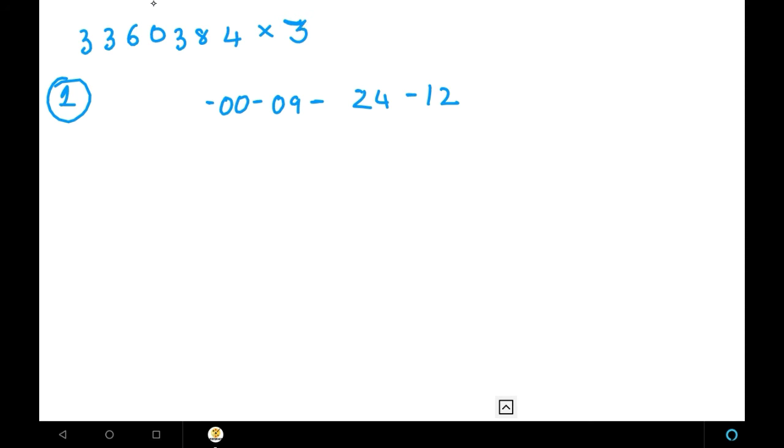Next number. After 0, we have 6. So 6 threes, 18. Next, 3 threes, 9. Next, 3 threes, again 9. So I have got the multiplication.